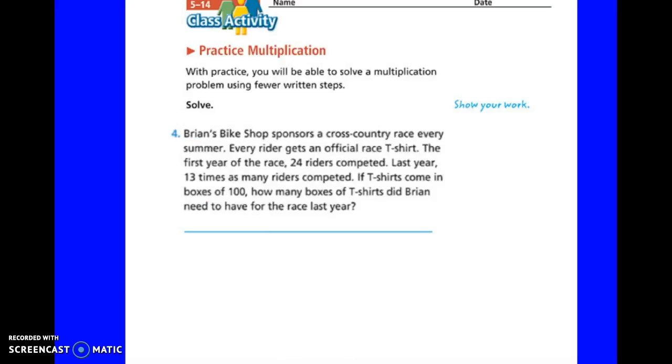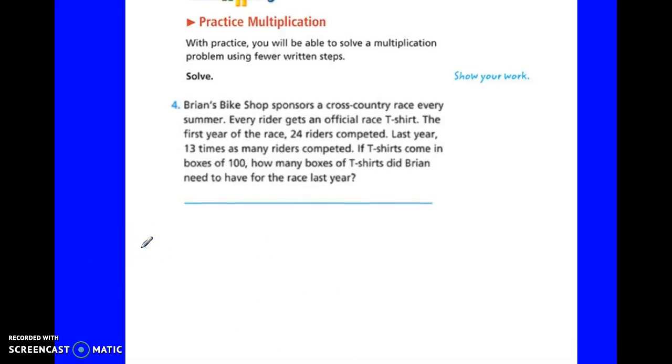All right. Last word problem here. Brian's Bike Shop sponsors a cross-country race every summer. Every rider gets an official race t-shirt. The first year of the race, 24 riders competed. Last year, 13 times as many riders competed. If t-shirts come in boxes of 100, how many boxes of t-shirts did Brian need to have for the race last year? All right, so this one's a little bit more tricky here.